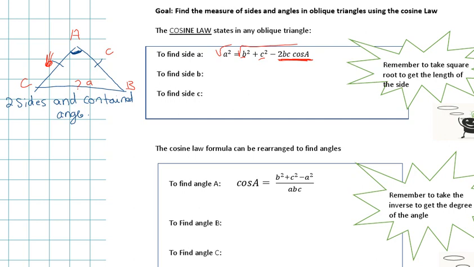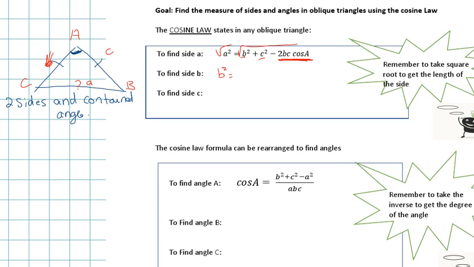Now, if I'm looking for side B, which two sides should I be given? A and C. So how would my formula be? I'm looking for B. B squared equals A squared plus C squared minus 2AC cosine B. So you see, whatever side you're looking for and the angle, they're matching. You don't have to memorize them. It's fun to come up with the formula.